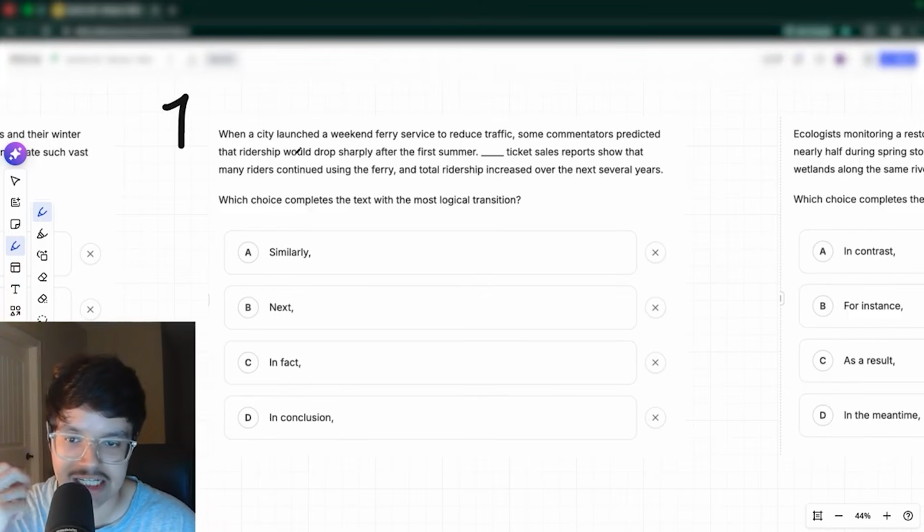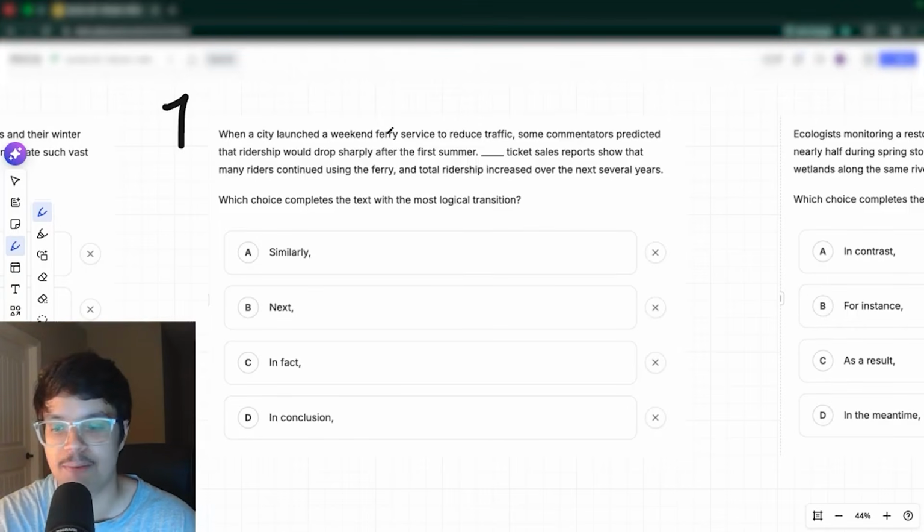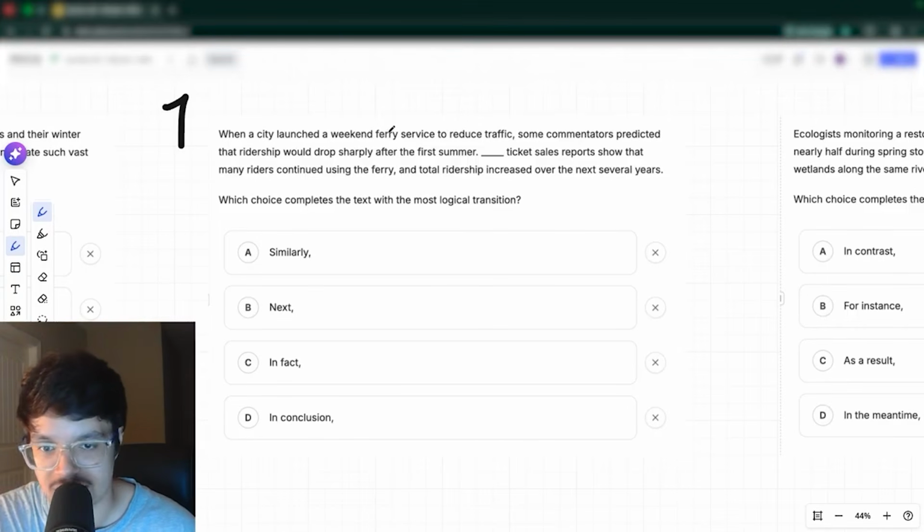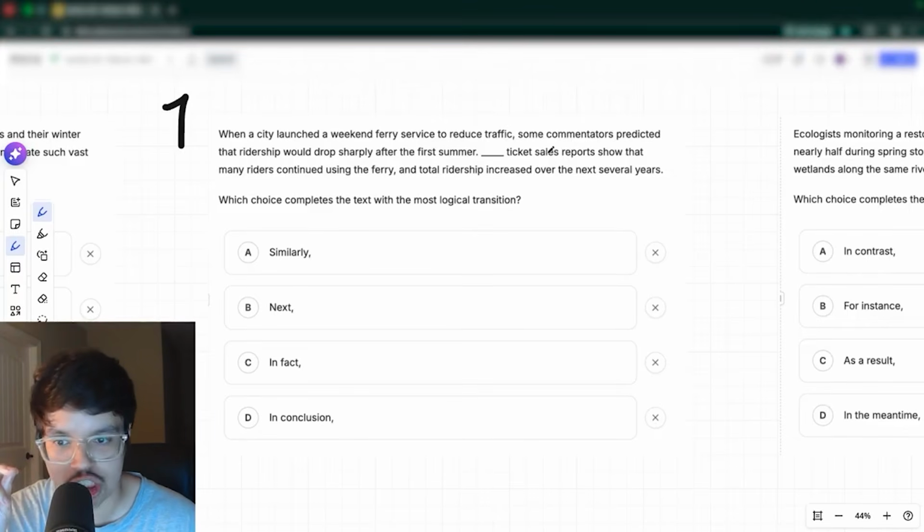Okay, so they think that they have this new ferry service, and they think that the people who are riding it are going to decrease a lot after the first summer they do it. Blank, ticket sales reports show that many riders continue using the ferry and total ridership increased over the next several years. Okay, so basically the exact opposite. They actually had more people on it in subsequent years.